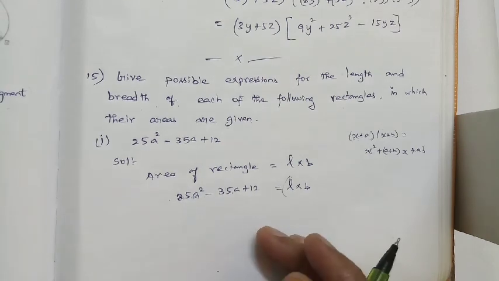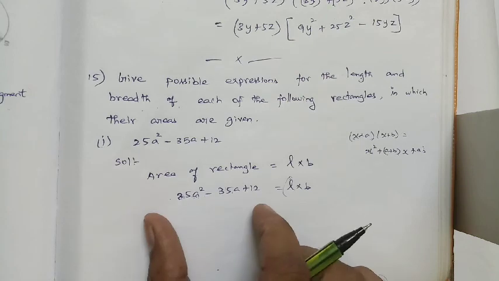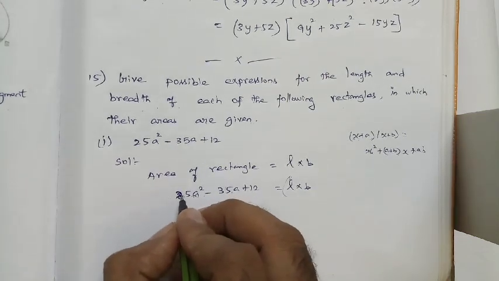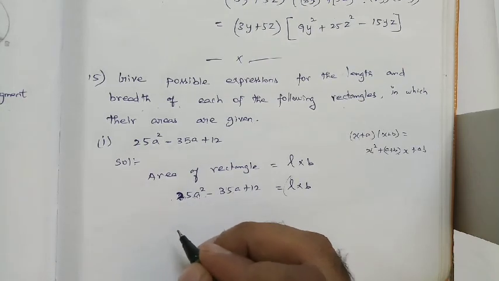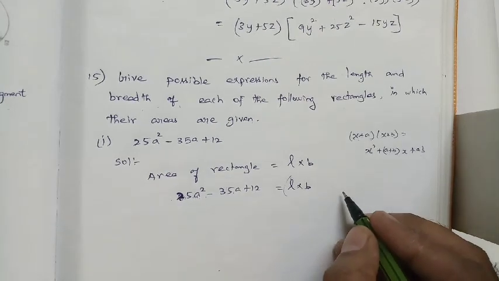Very simple. In exercise 2.4, we did the splitting the middle term. By using the multiply value and addition value, splitting the middle term, we factorized the polynomials. So by using that method, the factorization method, I am going to find that. For that, what do we need? Multiply value and addition value.